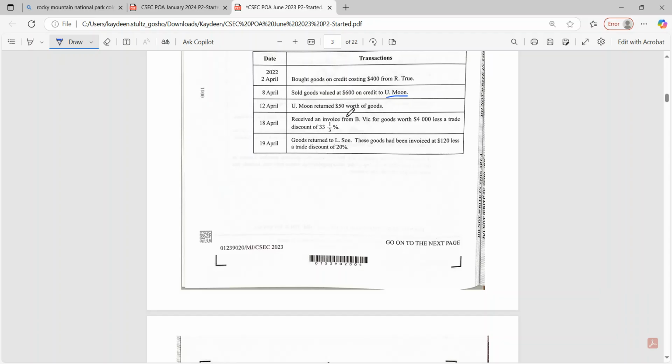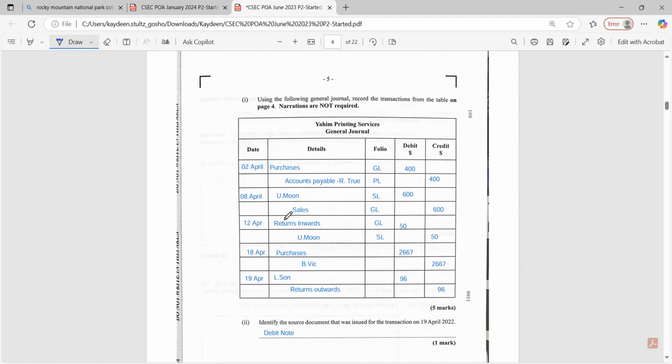Next, we have 12th of April, U Moon returned $50 worth of goods. U Moon was a receivable, and he's returning some of the goods. So we're going to go to our journal. When goods come back into our business, that is called return inwards. And we know that that is an increase in assets, so we have to debit return inwards, which is found in our general ledger. U Moon is a receivable, and we find that in our sales ledger. So we credit U Moon, we indent also, and it's $50.